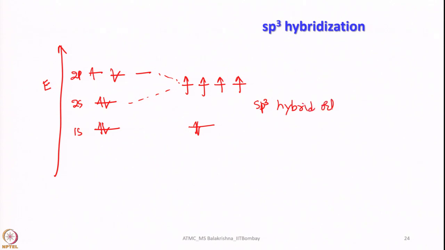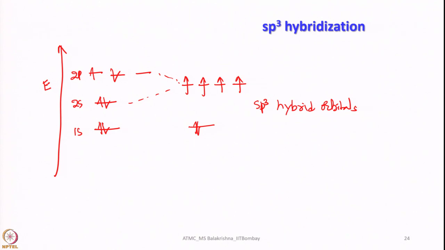Now let us consider sp3 hybridization. Again 1s, 2s and 2p, so we have 2 electrons here, 2 electrons here and 2 electrons here. And if I am considering sp3, what would happen? I have 1, 2, 3 and 4, and now we have one electron each. And this remains as it is, core, and we do not have any orbitals left now. So these are sp3 hybrid orbitals. This is how you can write them.